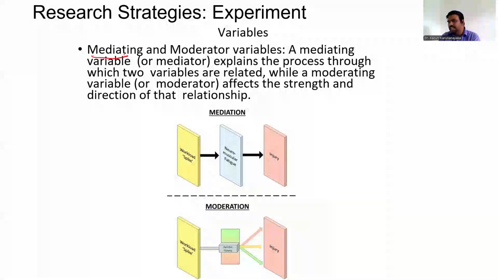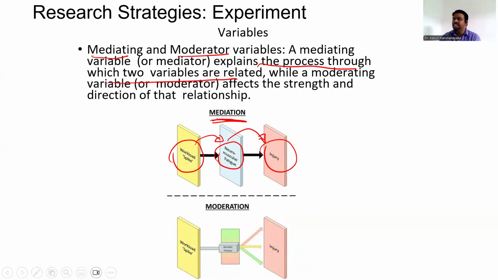And there are two other variables called mediating variable and moderator variable. Mediation variable explains the process through which two variables are related. For example, we know that for athletes or cricketers, if you think about our Sri Lankan fast bowlers, when they have higher workload, they tend to get more injuries. When they play more cricket matches, they tend to get more injuries. Why are these injuries happening? Because of their neuromuscular fatigue. High workload causes neuromuscular fatigue, and that causes injuries, right? So this mediation variable explains the process, why we are getting the injuries.